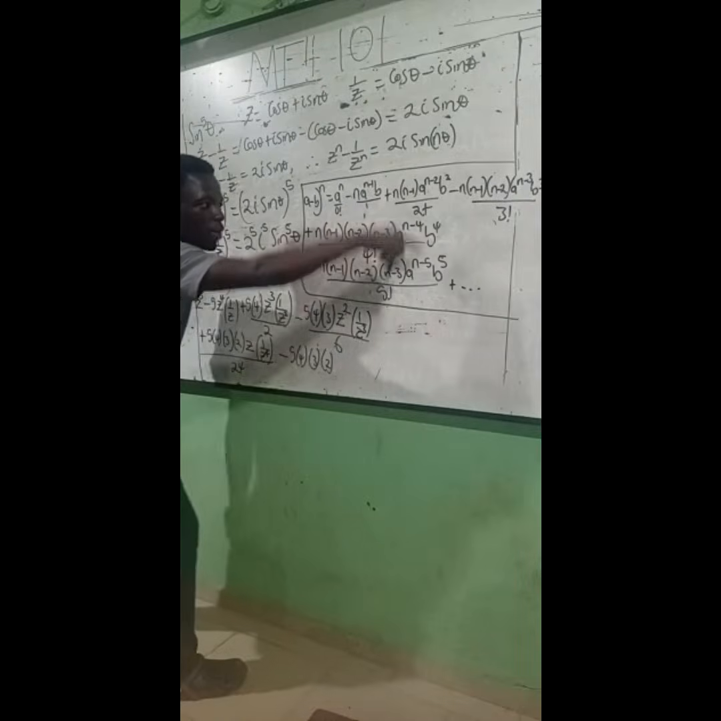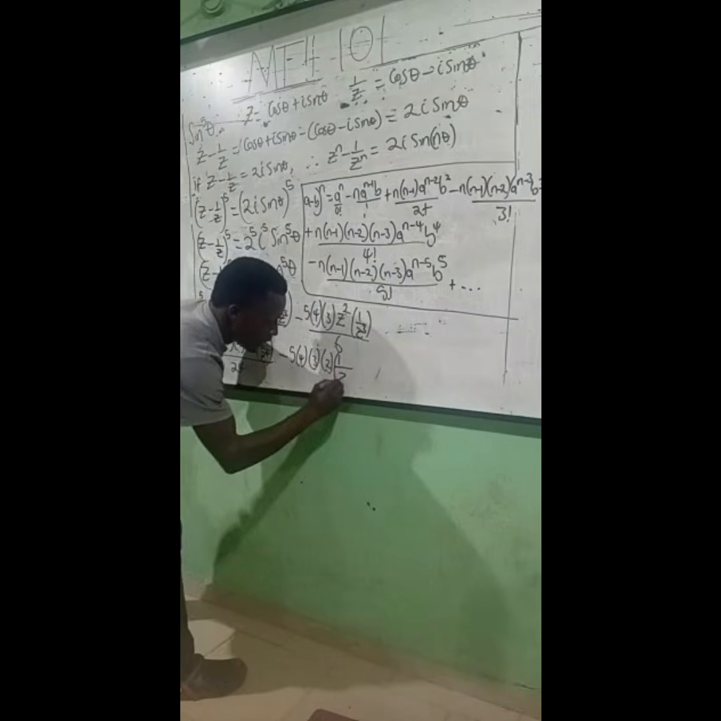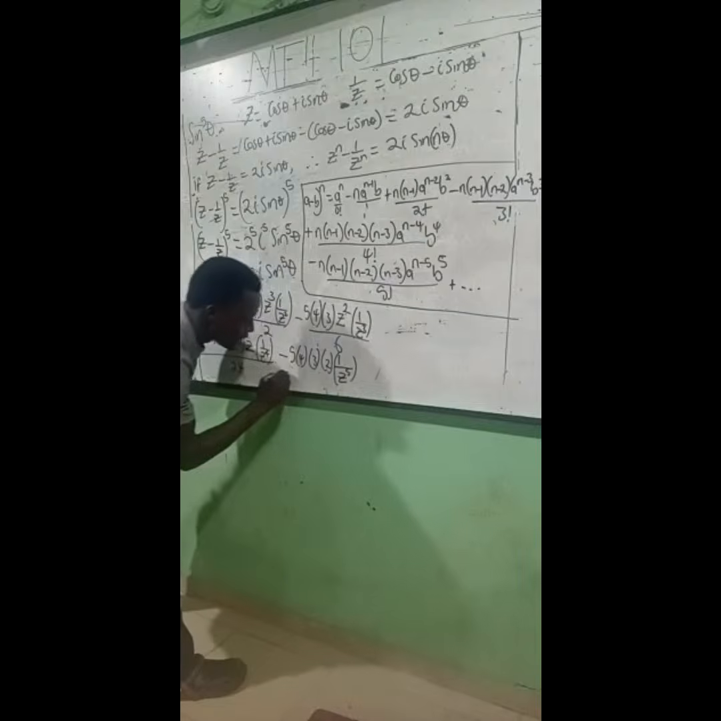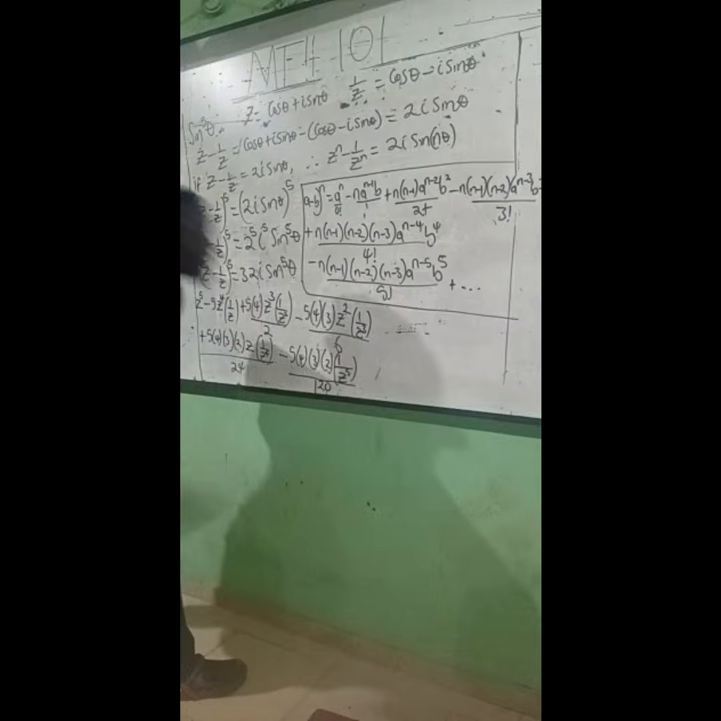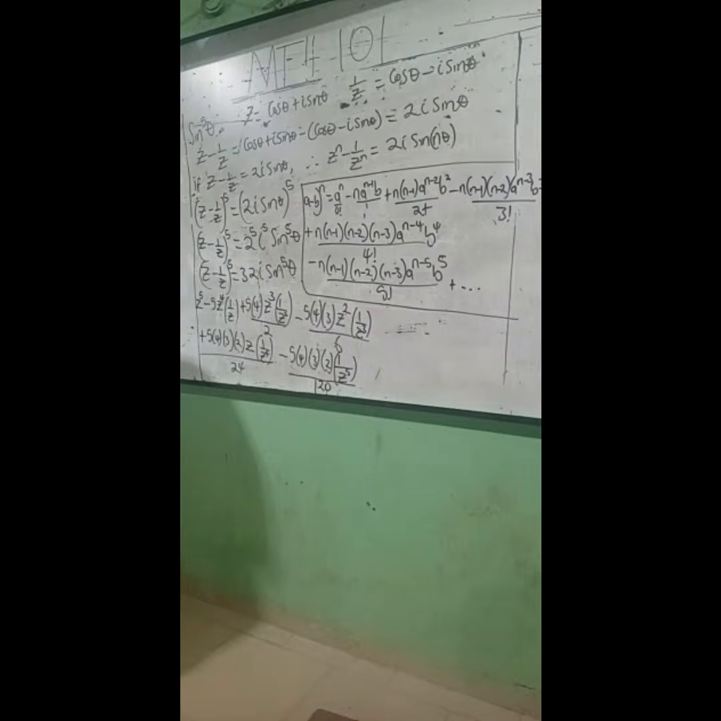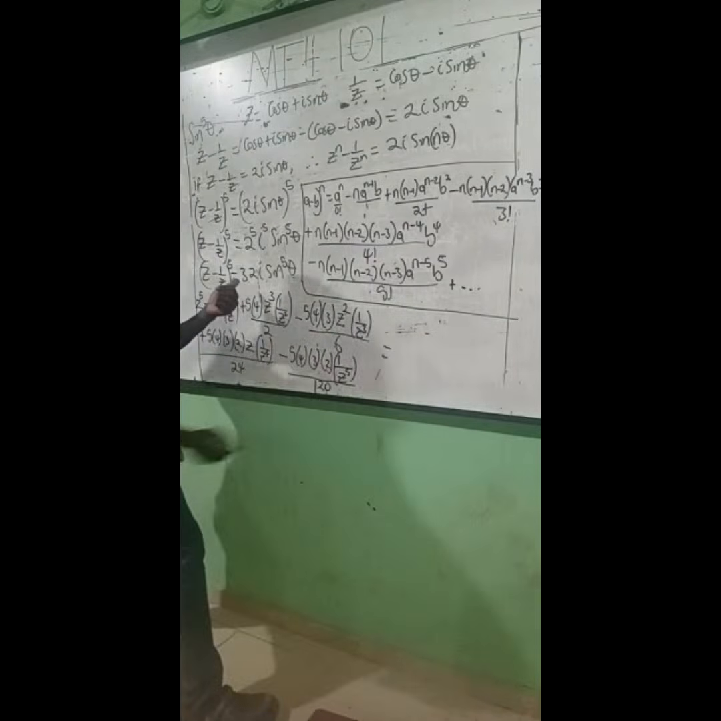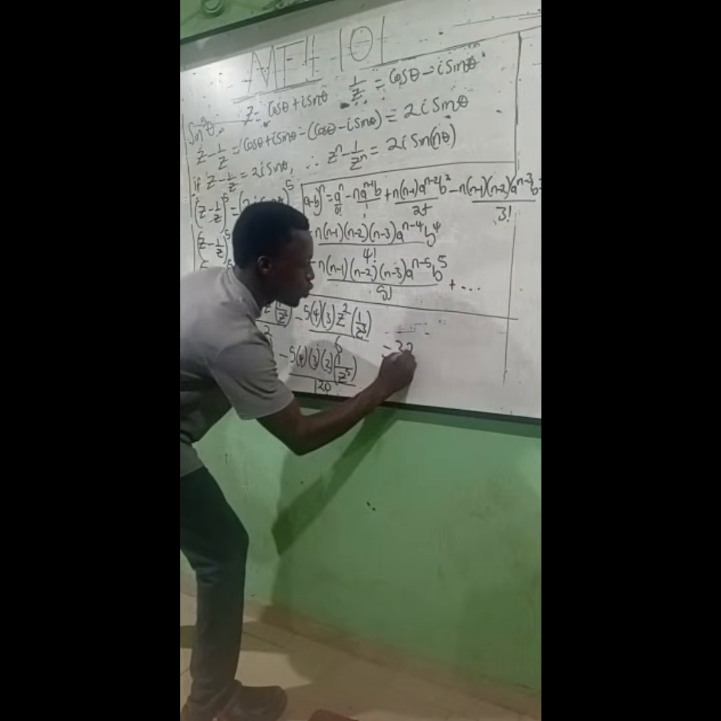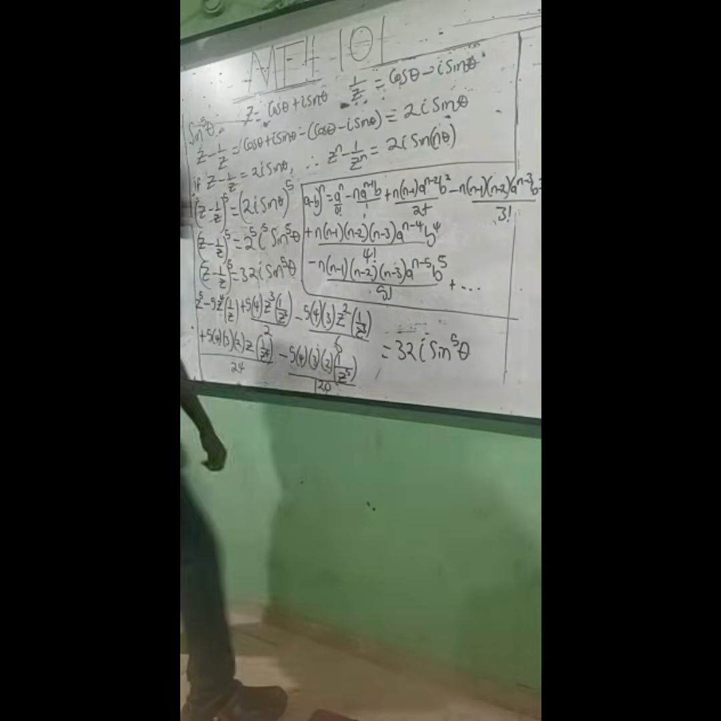Z raised to power 0 is done. Right? Then we have b raised to power 5, 1 over z raised to power 5, right? Divided by what? 5 factorial equals 120. Don't forget this is equal. Equals to what? 32i sine what? Fifth power of what? Theta.